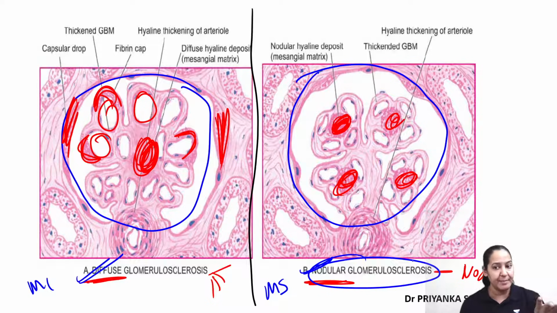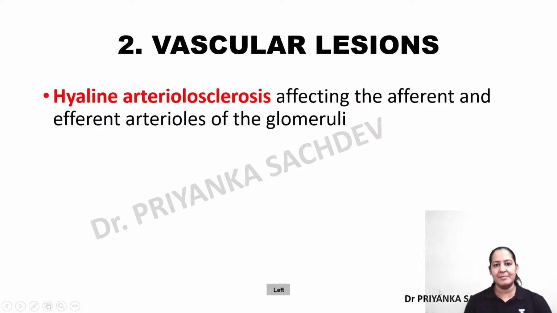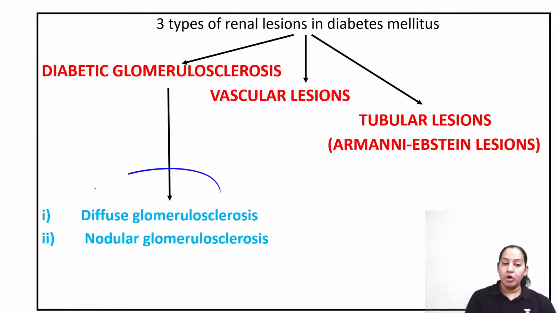Nodular wala, another name is given, Kimmelstiel-Wilson kidney. It is known as KW kidney based on the scientists who discovered it. Give me a thumbs up. Everyone give me a thumbs up. That is about the glomerular changes.